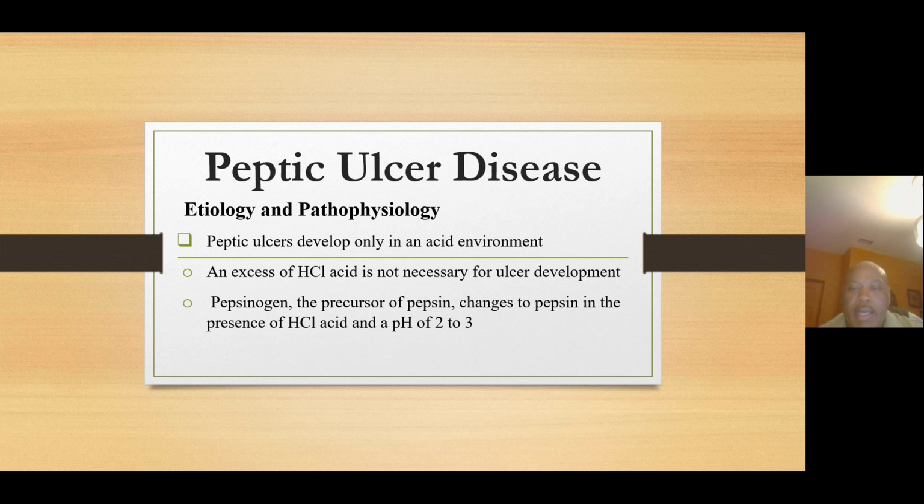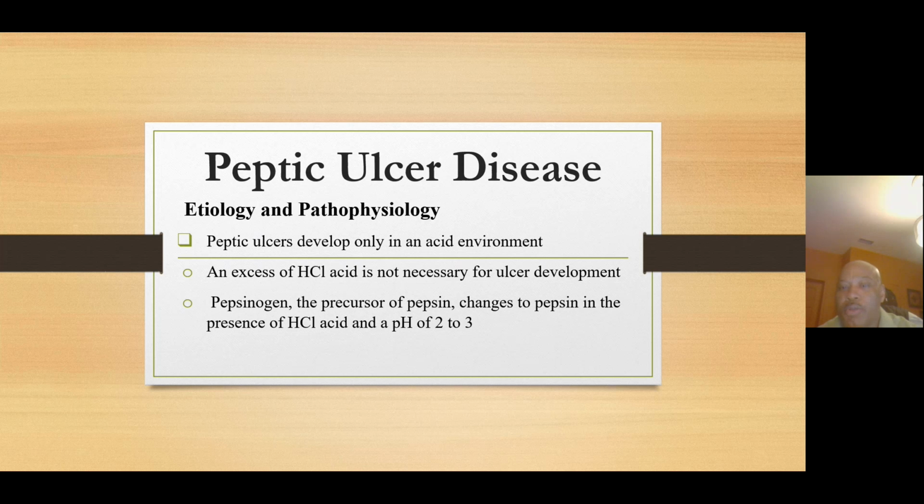Now, as far as the etiology or the cause and the pathophysiology, or that which deviates from the normal, peptic ulcers develop only in an acid environment. And of course, as you know, hydrochloric acid, as the name implies, is an acid, and a very strong acid, especially when you look at the pH of this acid. Now, an excessive amount of hydrochloric acid is not necessary for ulcer development. So it doesn't necessarily have to be an excessive amount.